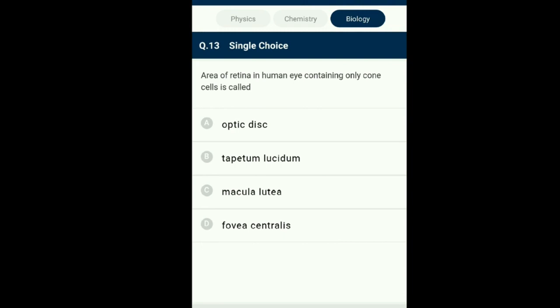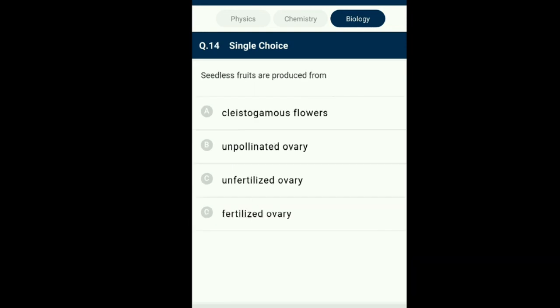The photoreceptor cells called cone cells are mainly concentrated in a small area on the retina called the macula. A small depression called the fovea centralis is found in the macular region, which is concentrated with only cone cells. This section of the retina is responsible for maximum visual acuity and color vision. So the answer is option D, fovea centralis.